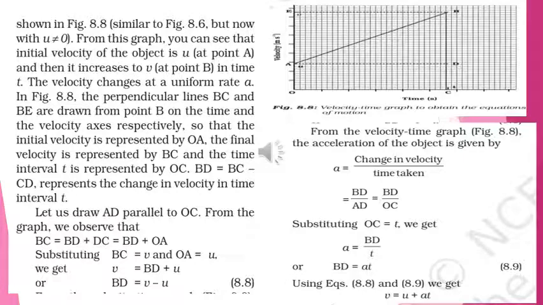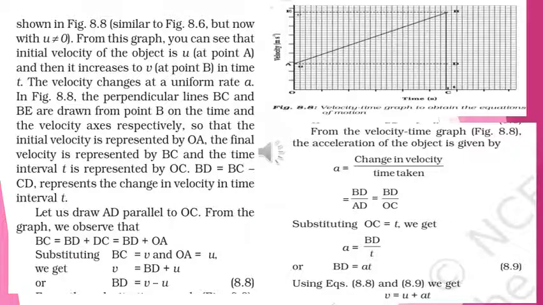OA is the initial velocity and the final velocity is represented by BC, and the time interval is represented by OC. Now BD is nothing but BC minus CD, which represents the change in the velocity in the time interval t, because initial velocity is u and final velocity is v. So what is the change? That change you will get when you subtract CD from BC. Let us draw AD perpendicular to OC.